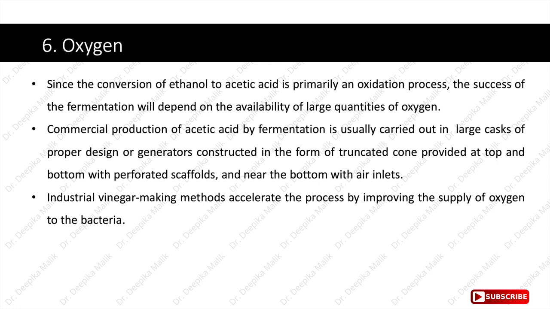Commercial production of acetic acid by fermentation is usually carried out in large casks of proper design or generators constructed in the form of a truncated cone, provided at top and bottom with perforated scaffolds and near the bottom with air inlets. These are basically the fermenters at industrial level. Industrial vinegar making methods accelerate the process by improving the supply of oxygen to the bacteria. Now, after the alcohol has been converted to acetic acid by the acetic acid bacteria, the next step is storage.